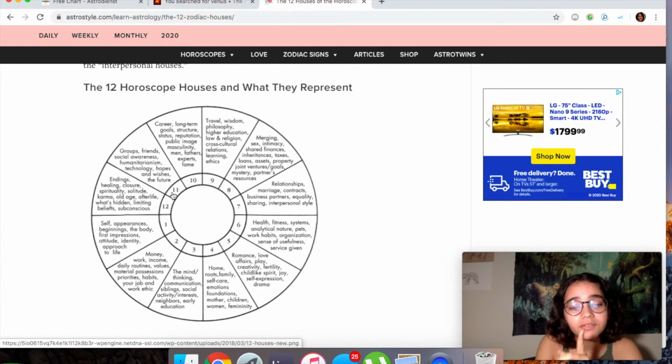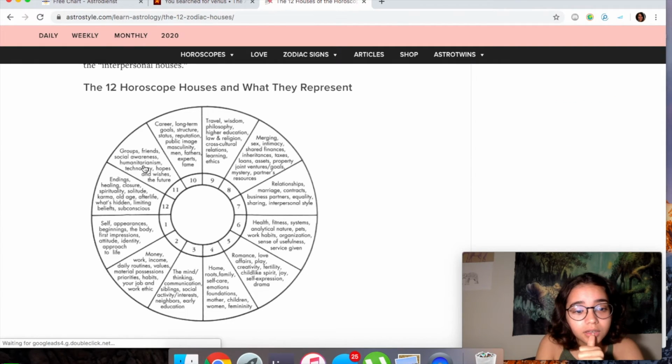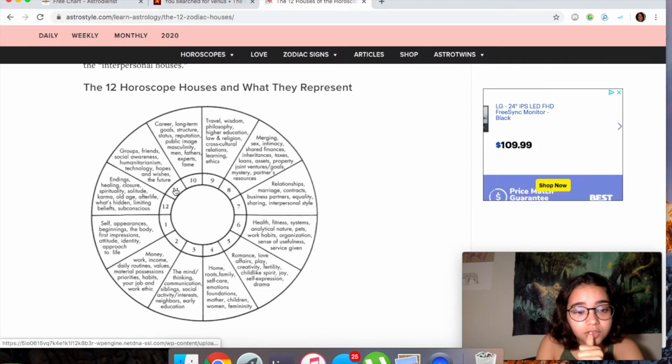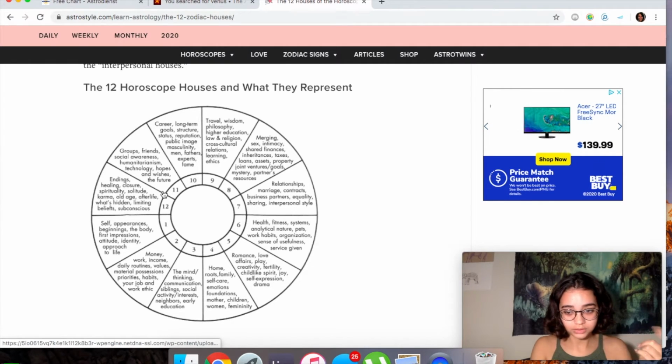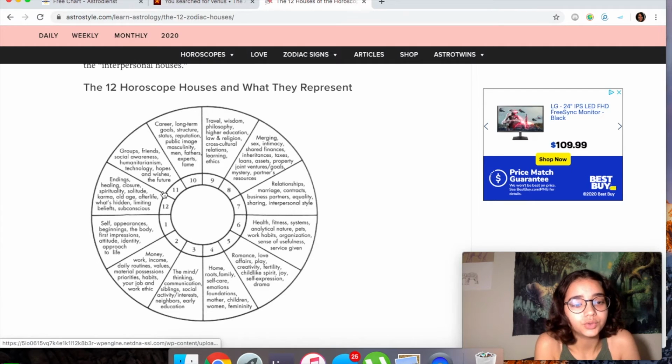We have the 11th sign. The 11th house is groups, friends, social awareness, humanitarianism, technology, hopes and wishes, the future. 11th sign is Aquarius. Aquarius is ruled by Uranus and also Saturn. Aquarius is a lot about the new age, right? When people hear Aquarius, they think of that, the new age.